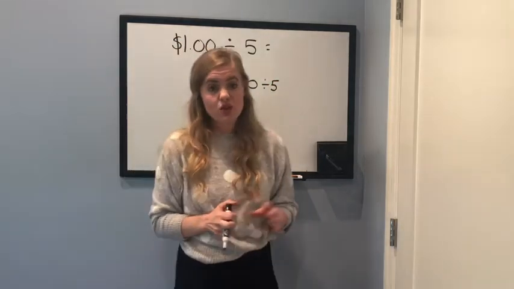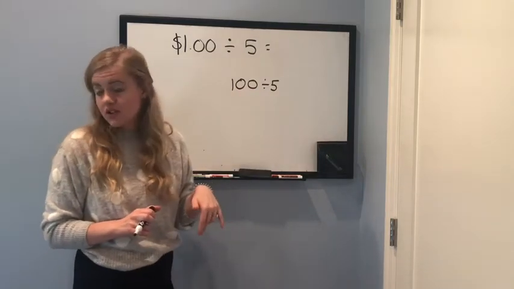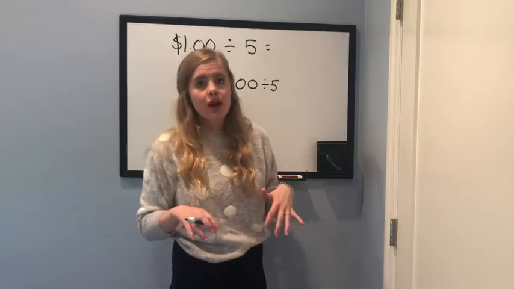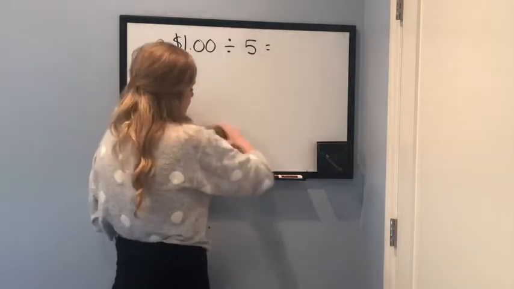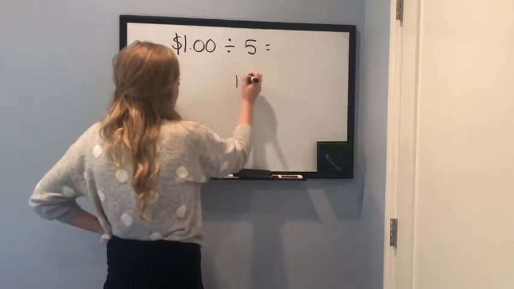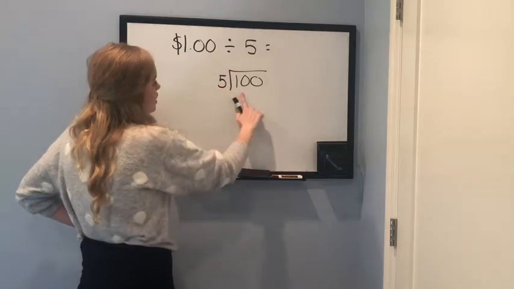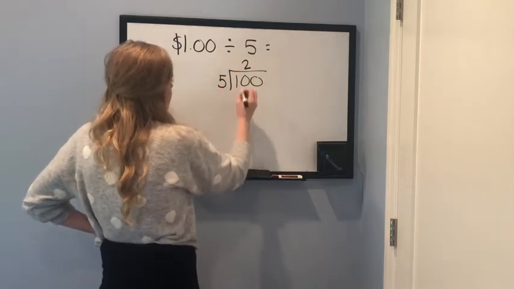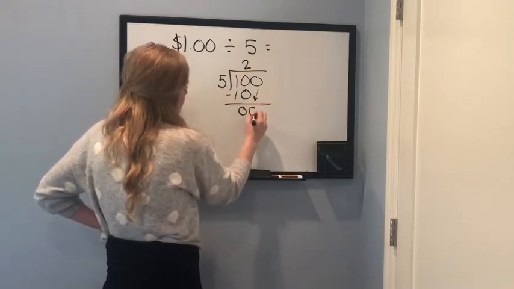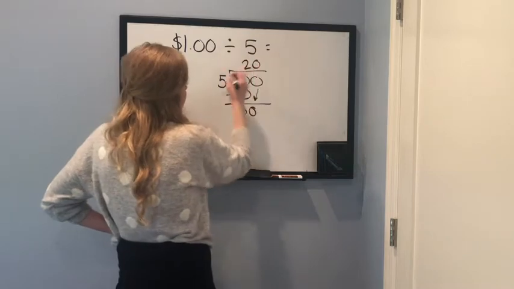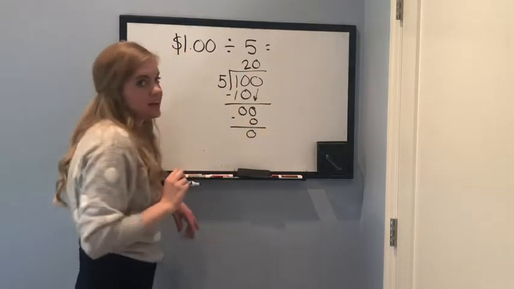I know that a lot of you can probably do this mentally in your head, and then you would know the answer. If you need a little bit more help, then let's try the long division approach. We do 100 divided by 5. So then we go 5 goes into 10 twice. 5 times 2 is 10. 10 minus 10 is 0. We drop the 0. 5 goes into 0 0 times. 5 times 0 is 0. 0 minus 0 is 0. We do not have a remainder.